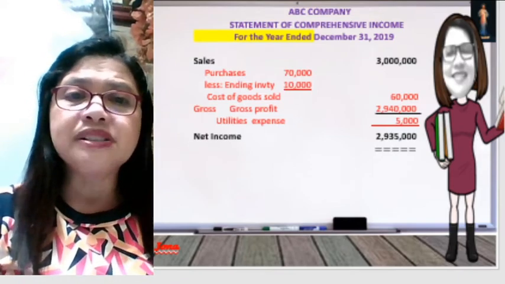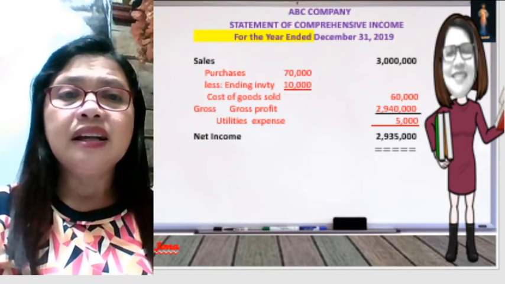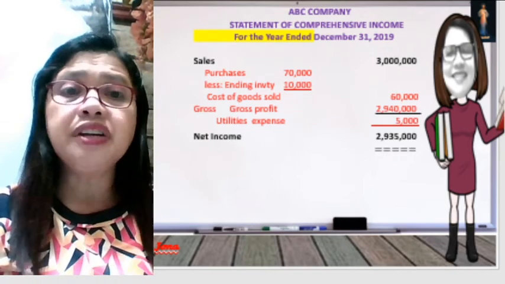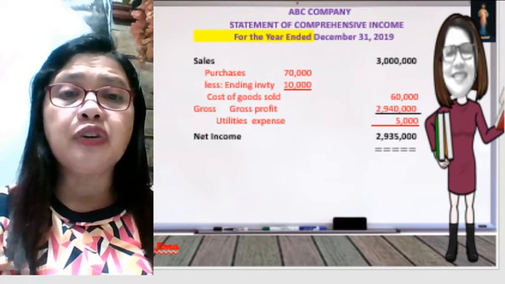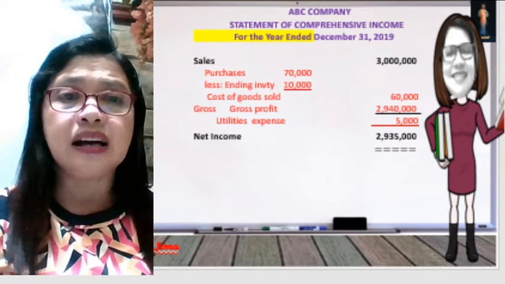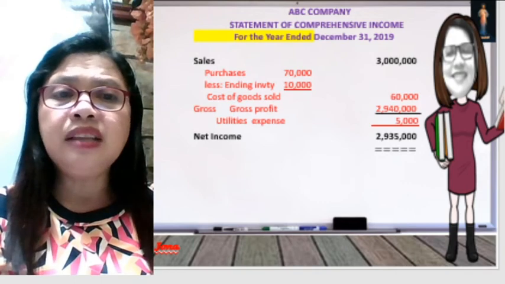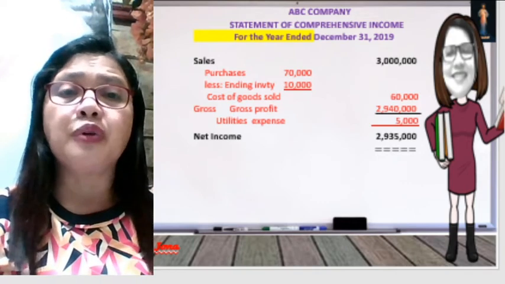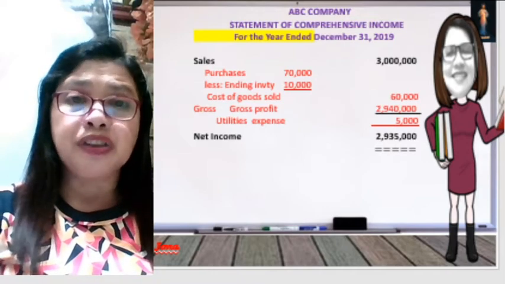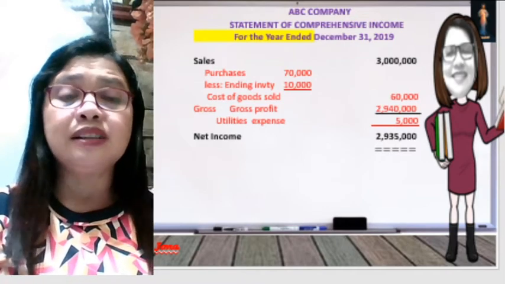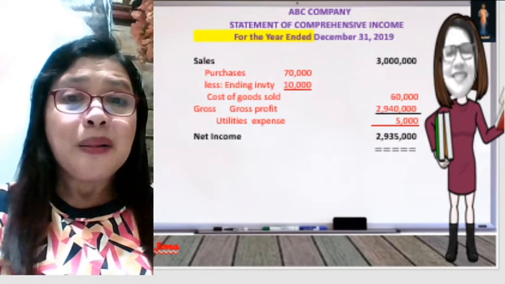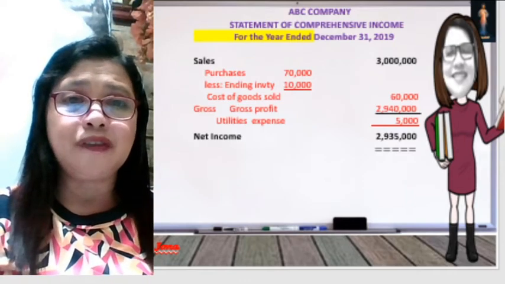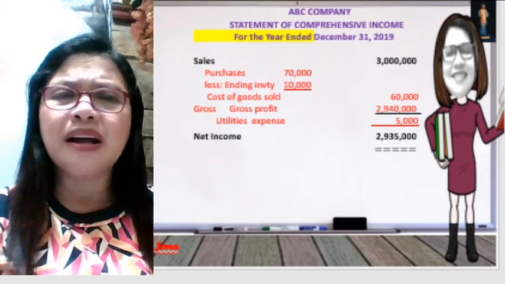So for our sales, we have 3 million, purchases 70,000, less the ending inventory of 10,000. We get a cost of goods sold of 60,000, then it will realize a gross profit of 2,940,000. Our expense is for the utilities, so less the 5,000. Now we have a net income of 2,935,000.